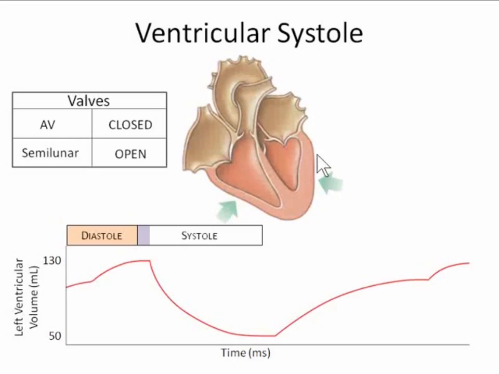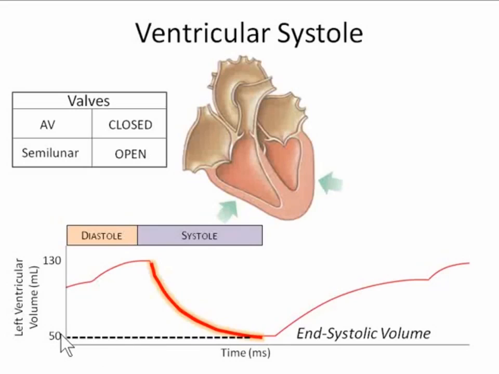As systole continues, the ventricle develops enough pressure to push open the aortic semilunar valve. Blood rushes out of the left ventricle and into the aorta. This is called ventricular ejection. Ejection from the ventricle is reflected in the graph as a decrease in left ventricular blood volume. Eventually, at the end of ventricular systole, the ventricle contains its minimum amount of blood, called the end systolic volume.